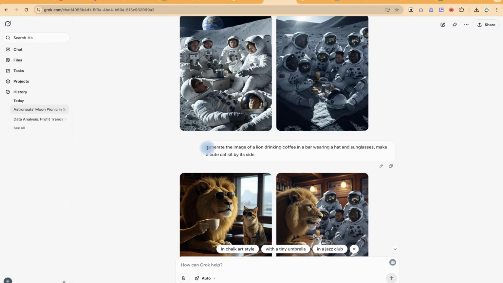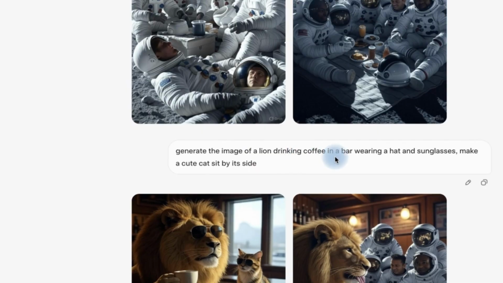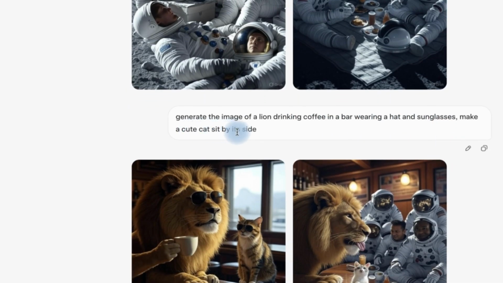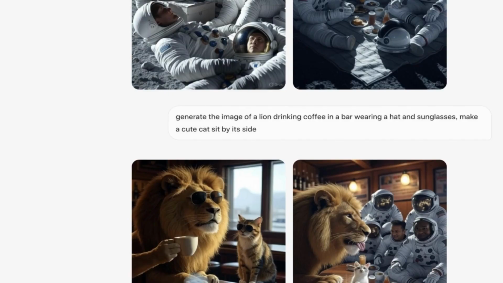I gave it a second prompt: generate the image of a lion drinking coffee in a bar, wearing a hat and sunglasses, with a cute cat sitting by its side. Okay, so take a look at what it has given me as well. Very clear and very detailed, but this one includes the previous picture in it as well.